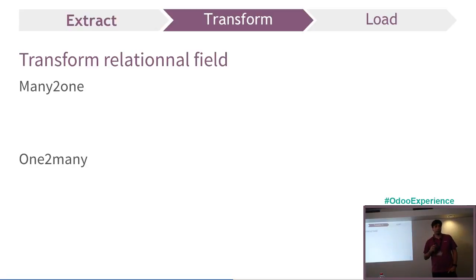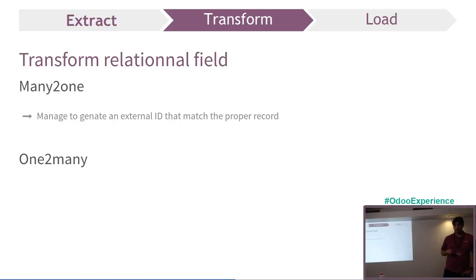OK, so back to the transformation, the relational field. It's, of course, the bigger pain point of the transformation. For many-to-one, you have to find a way to generate an XML ID that matches the record that you already generated the ID for in the other file. So for example, if you have a sell order, and on your sell order you have the partner ID, then you need, with the sell order file, to find a way to generate the ID of the partner. If you export from SQL, usually it's easy because you have the ID in the old system, you can use it as external ID.